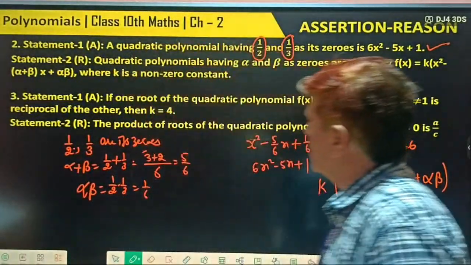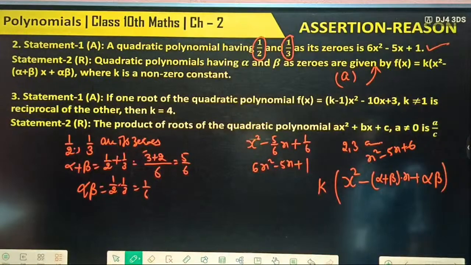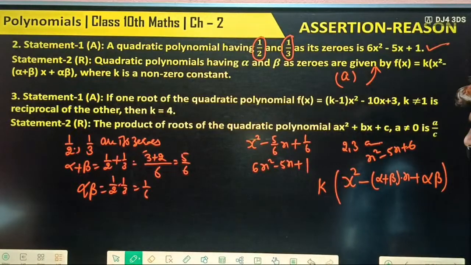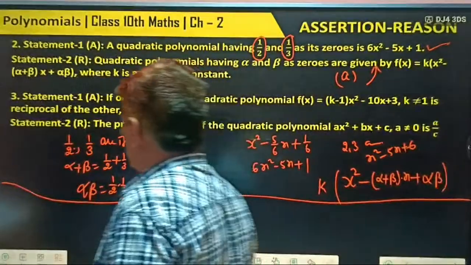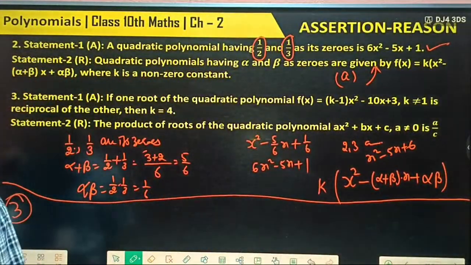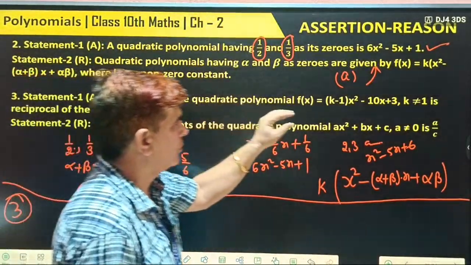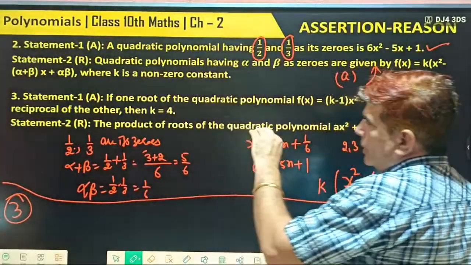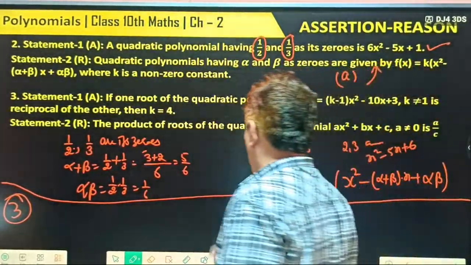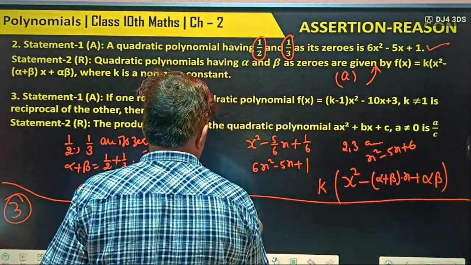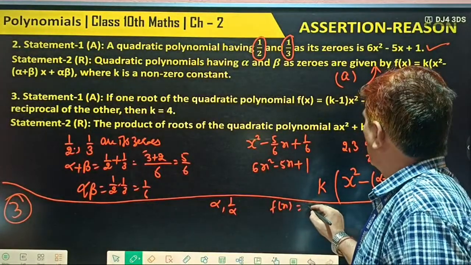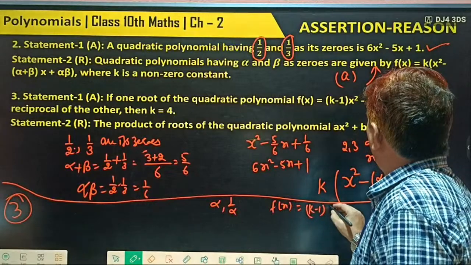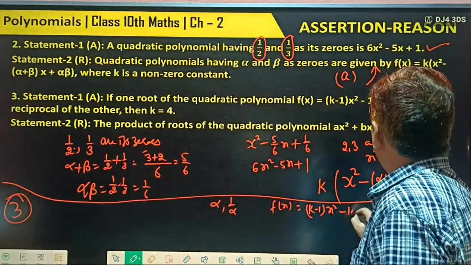Next one: if one root of the quadratic polynomial is the reciprocal of the other. This is question 3, I can solve here. Statement 1 says if one root of the quadratic polynomial, where k is reciprocal of the other. Reciprocal meaning if one is alpha, the other one is 1 by alpha. So the equation f of x given is k minus 1 x square minus 10x plus 3.